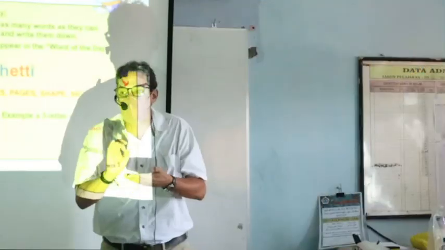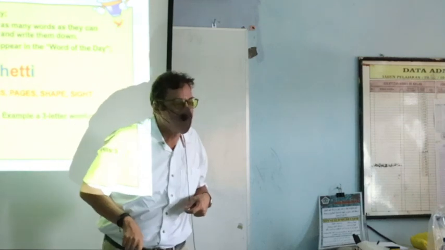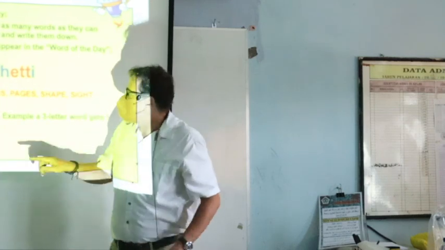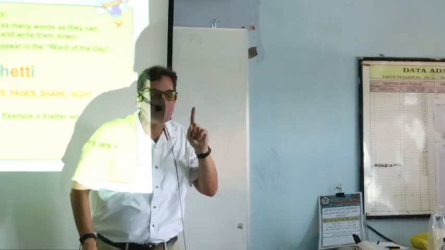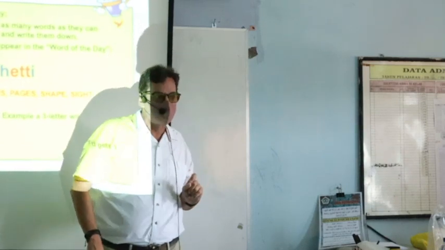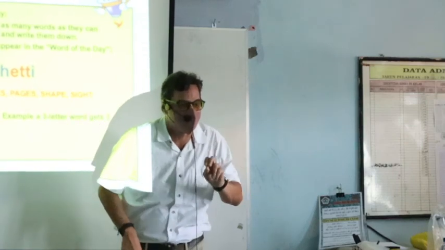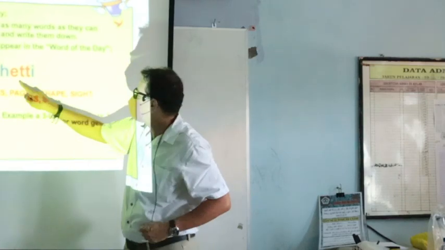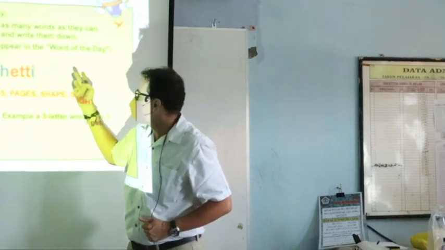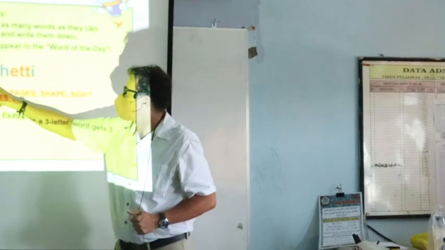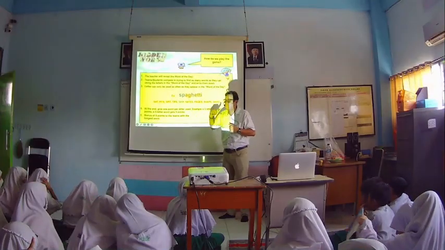Okay? Harus tulis banyak kata dengan hurufnya ini. Tapi, kalau hurufnya cuma ada satu, cuma bisa pakai satu di dalam satu kata. Kalau hurufnya ada dua, bisa pakai dua kali di satu. Okay? So, ini bisa, kalau ada kata dengan dua T, bisa. Tapi kalau ada kata dengan dua A, enggak bisa. Karena cuma ada satu A di sini. Mengerti?